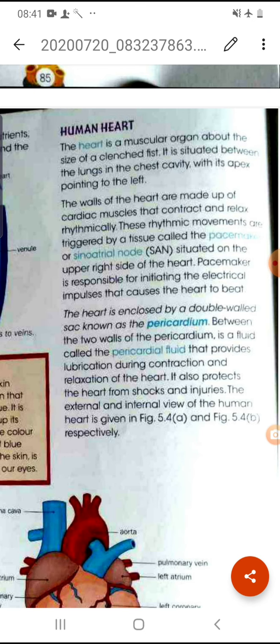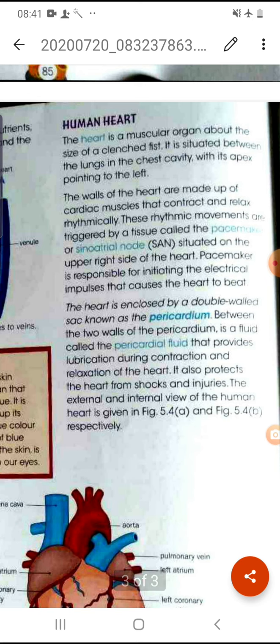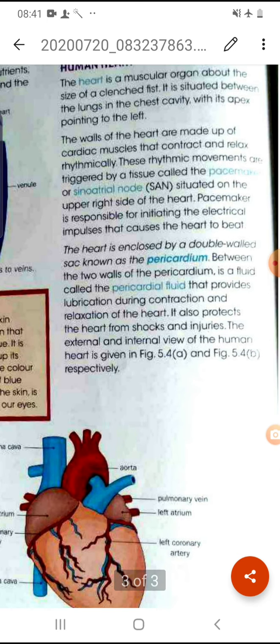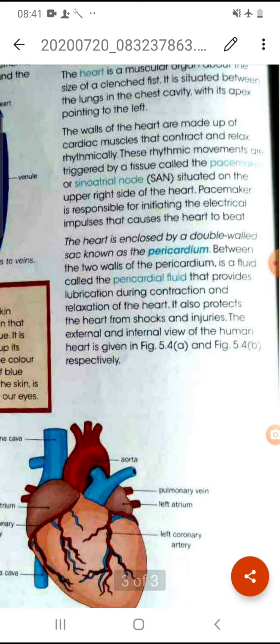So where is it situated? It is situated between the lungs in our chest cavity, with its apex pointing slightly to the left. The walls of the heart are made of cardiac muscle.